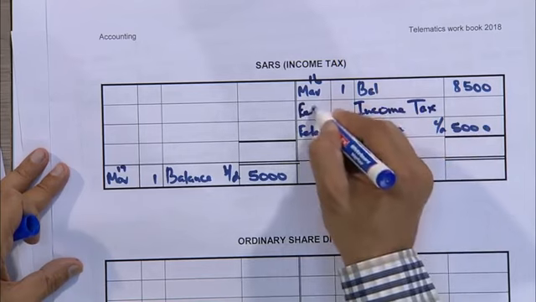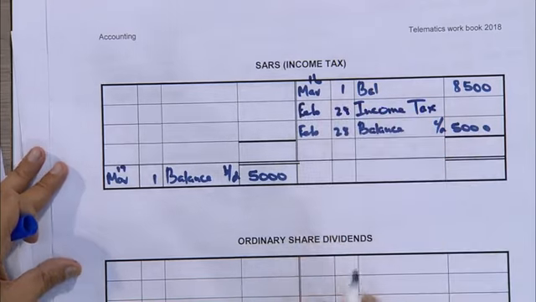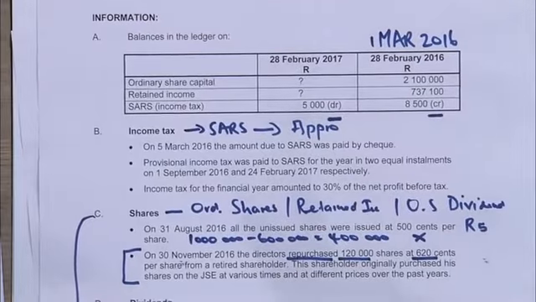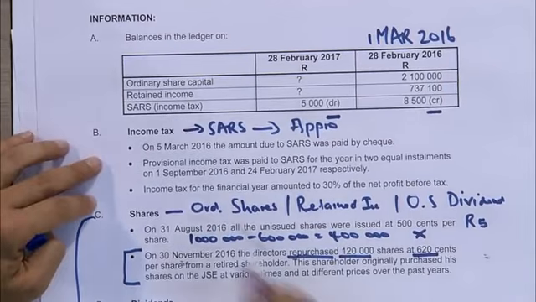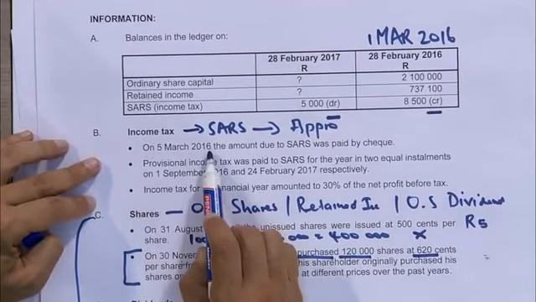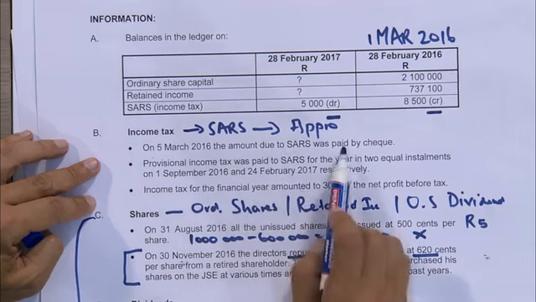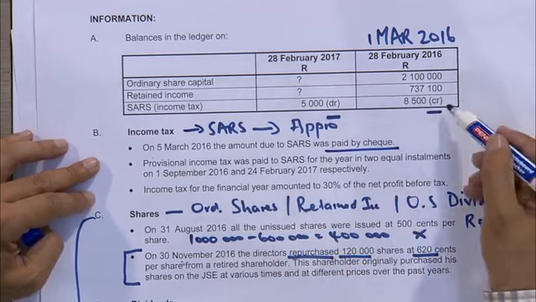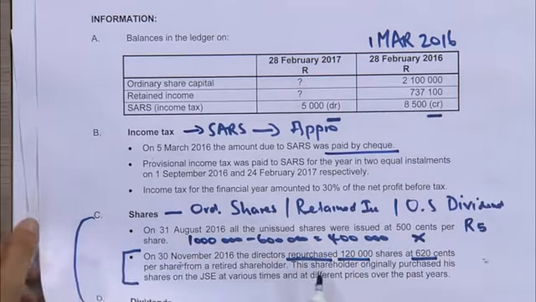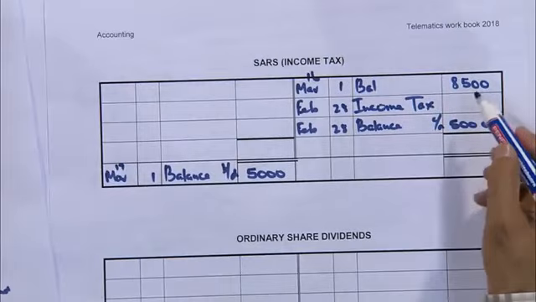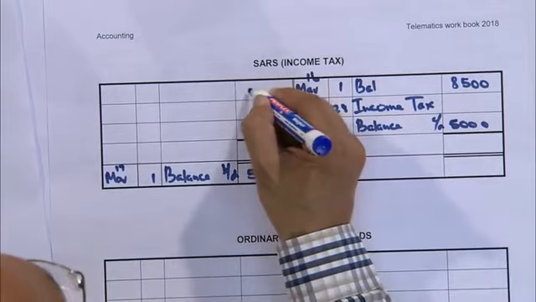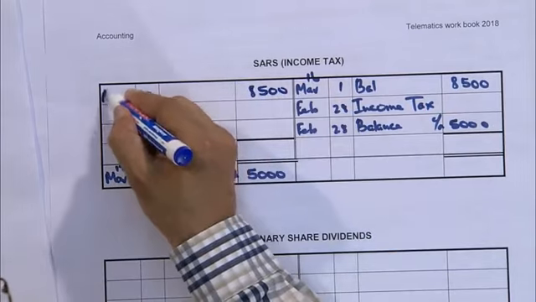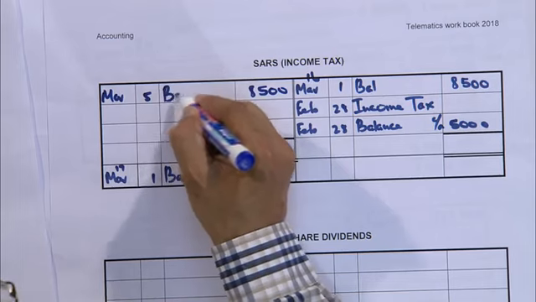That's also on Feb 28. Okay, so let's see what the information says about the SARS and the income tax account. It says, on the 5th of March 2016, the amount due to SARS was paid by check. So in other words, we are paying the amount that we owe, which is 8,500. In other words, we owe SARS 8,500. Now we're paying them 8,500. It says on the 5th of March, and it's going to be bank.